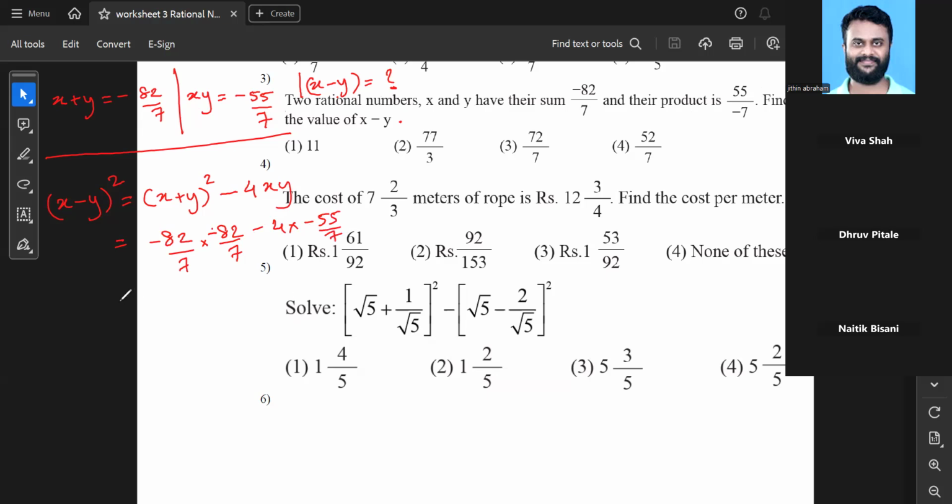So let us just multiply and see what should be the answer. In this case, the first number goes like this: 82 multiplied by 82 should be 6724.